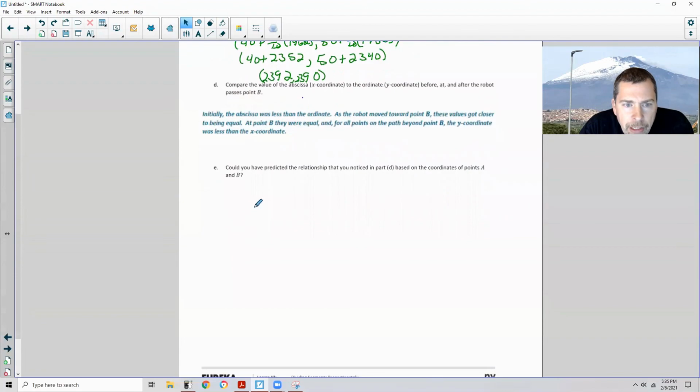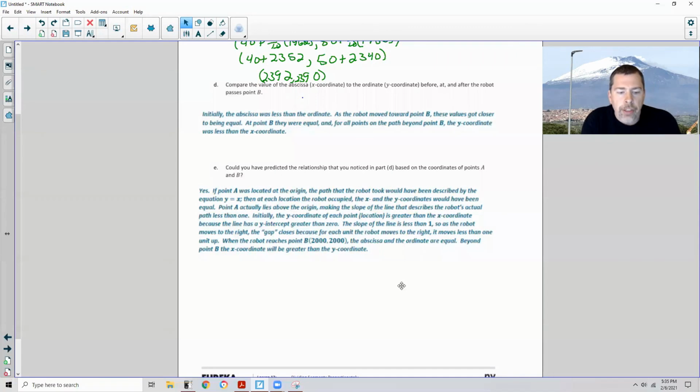Okay, E. Could you have predicted the relationship that you notice in part D based on the coordinates of point A and B? Okay, this is a really long answer. You might want to paraphrase here, but the answer is yes. If point A was located at the origin, the path that the robot took would have been described by the equation y equals x. Then at each location the robot occupied, the x and y coordinates would have been equal. Point A actually lies above the origin, making the slope of the line that describes the robot's actual path less than 1.